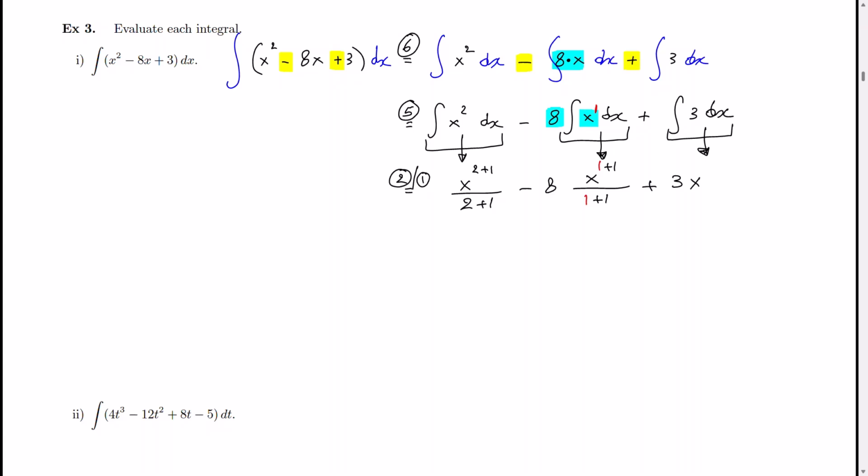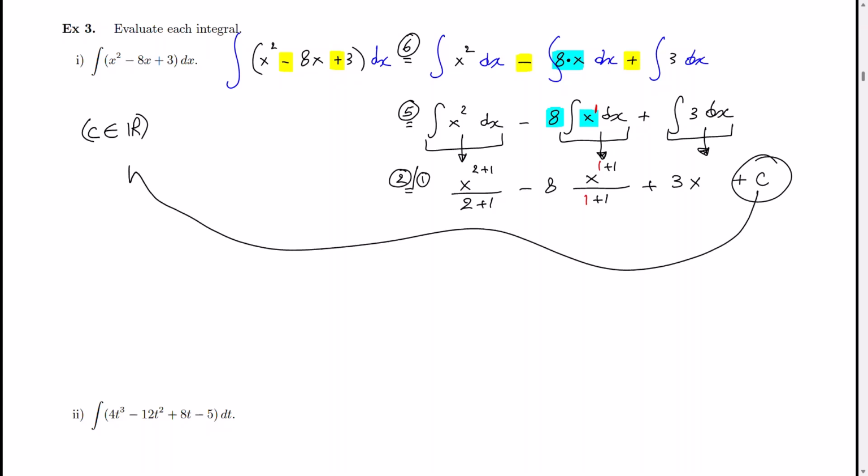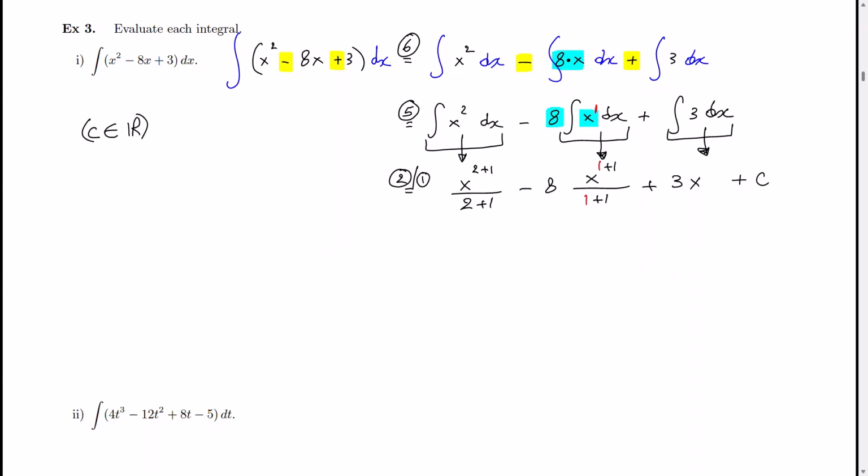And as part of the anti-differentiating process, we always write down the plus c at the end. And what is the c? I'm going to write down c is a real number so that whoever is reading this will understand that this letter that I'm writing is not really a variable, it's really a constant, so just treat it like a random number. Okay, so the last thing we have to do is just clean up the mess a little bit.